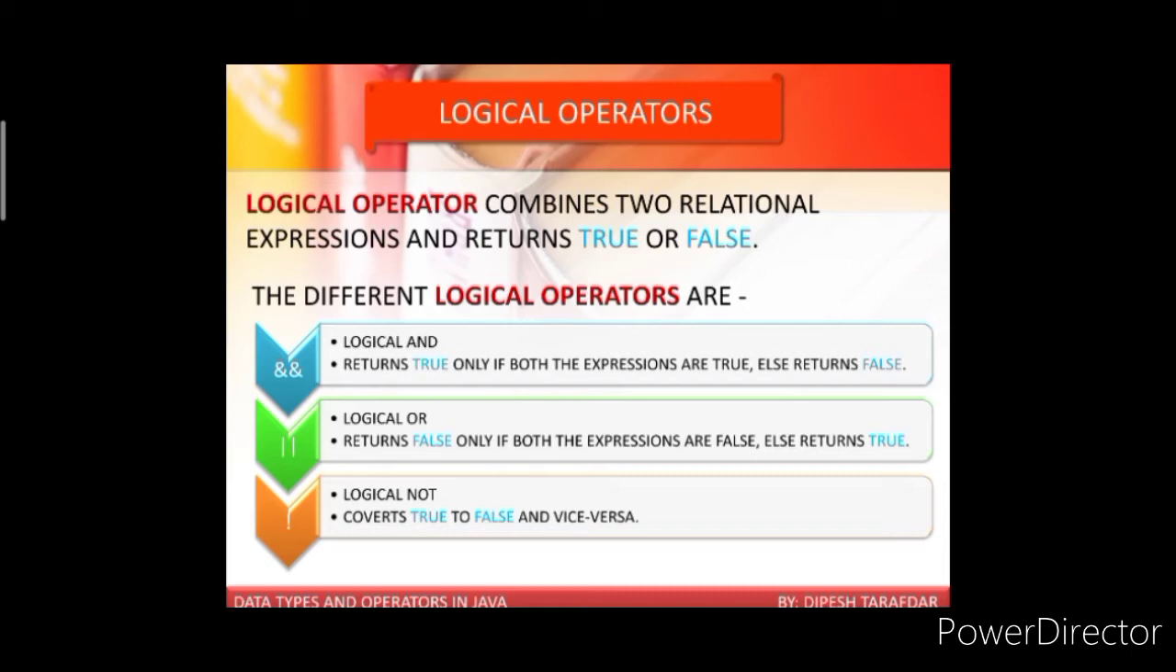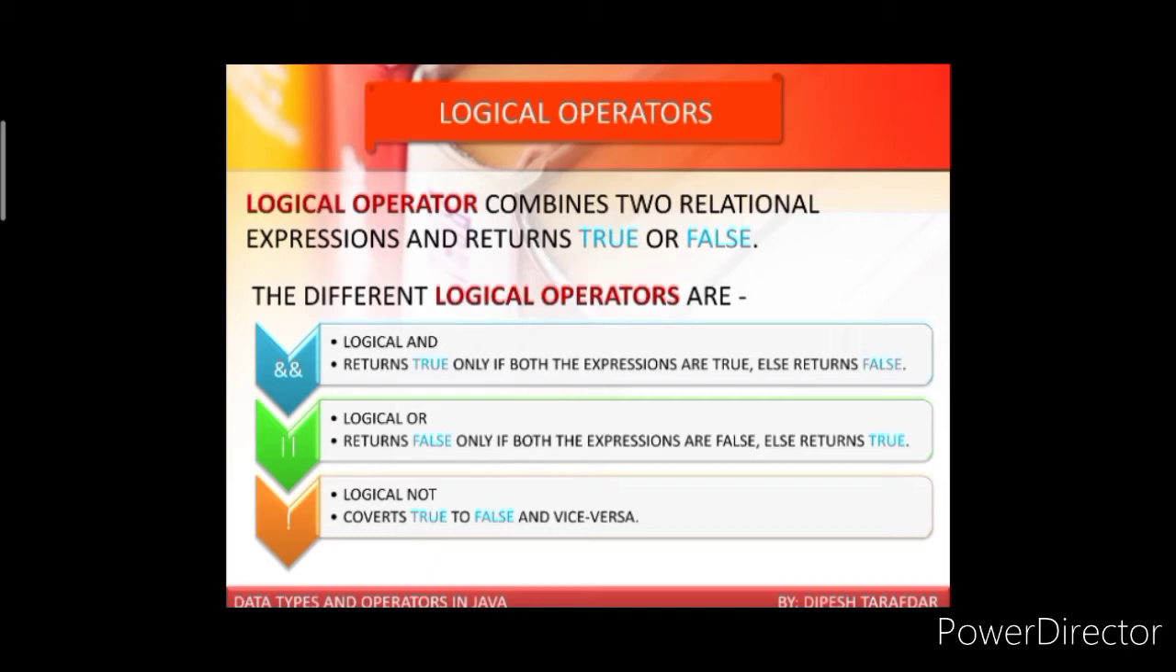Now what does logical AND do? It returns true only if both the expressions are true. So when you're combining two expressions and if both the expressions are true, then only it will give you true, else it will return false. OR will return false only if both the expressions are false. If both the expressions are false, then only it will return false. Otherwise, it will always return true.